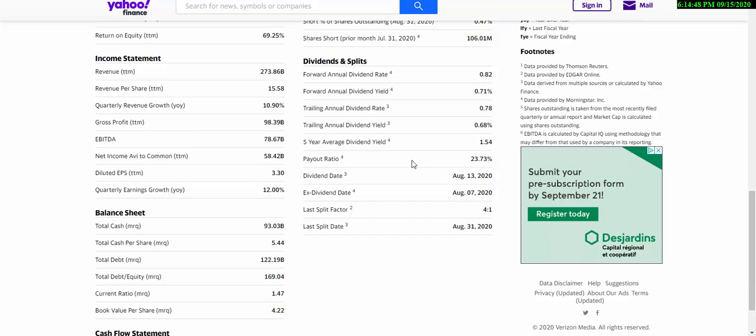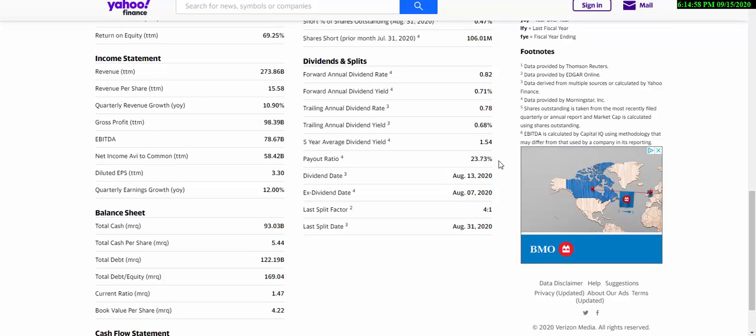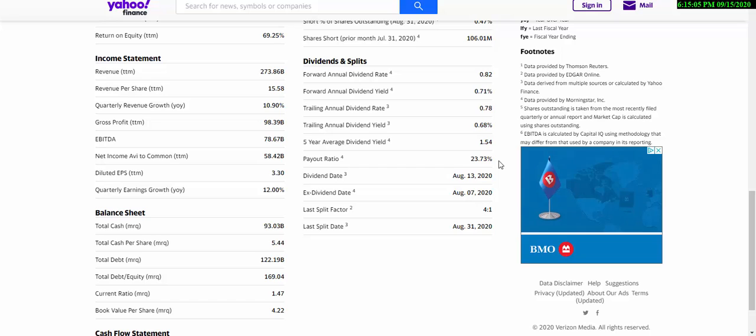The payout ratio of the company is 23.73%. So out of the revenue this company is generating, they are going to take 23.73% and use it to pay the dividends to their investors. So this is really good, because it means that this company still has a lot of money to invest in the same company.